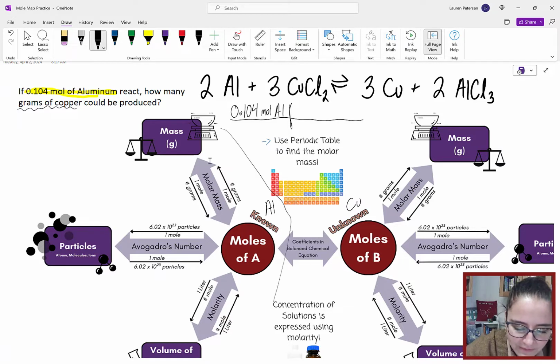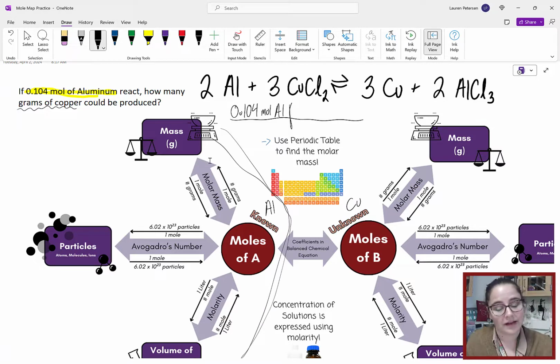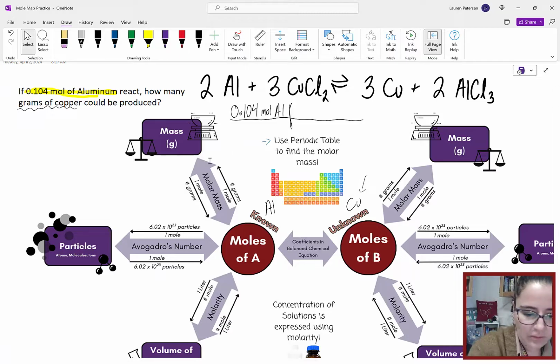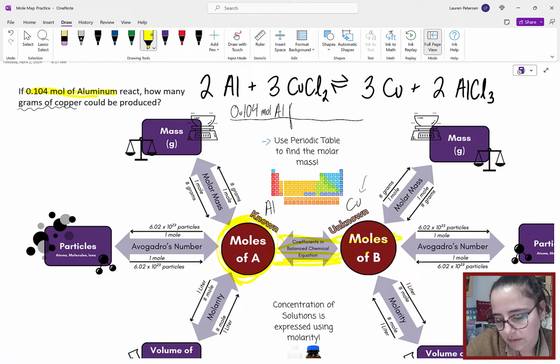So if we're anywhere on this side of the mole map, we're talking about aluminum, where if we're anywhere on this side of the mole map, we're talking about copper. Now the path that we're taking, well, our known is moles. So we're going to be starting right here at moles of A. We'll use the coefficients in the balanced chemical equation to get to moles of B. And then we want to get to grams. So we're going to have to use the grams per mole, that molar mass of copper, to get to grams.